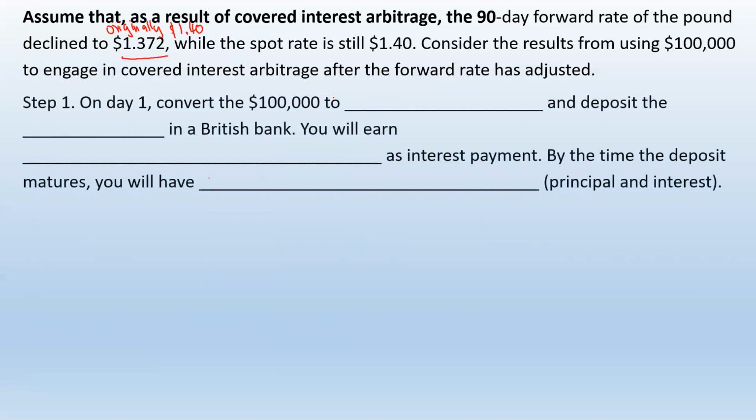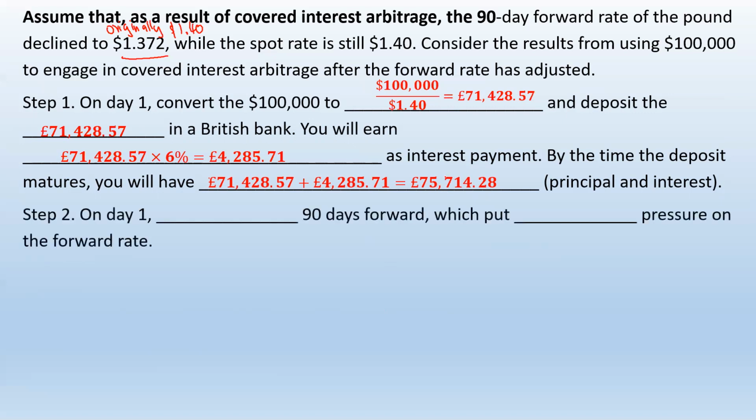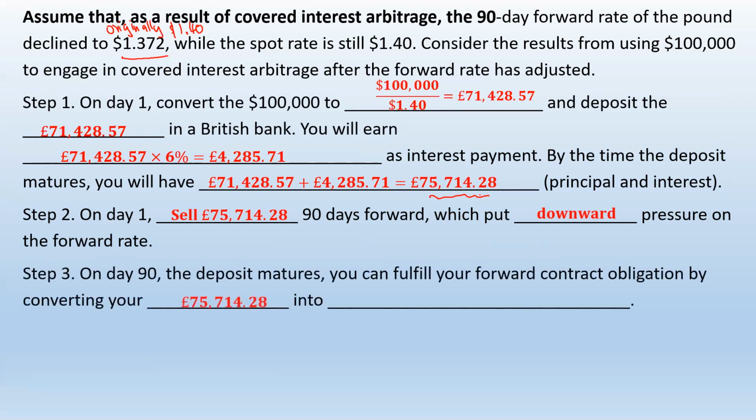Again, we convert our 100,000 US dollars into British pounds, and we deposit this British pound amount into the British bank. We can earn 6% on our deposit. Our ending balance is 75,700 British pounds. On day one, again, we know we will receive this amount of British pounds, so we sell the British pound forward contract. This will again put downward pressure on the forward rate. On day 90, we give this amount of British pounds to the buyer of the forward contract, and then they will pay us US dollars.